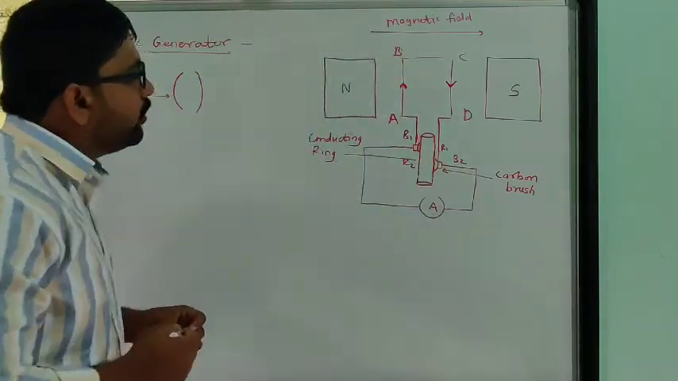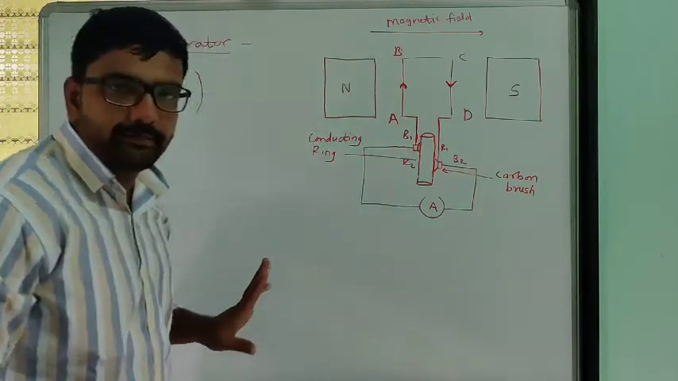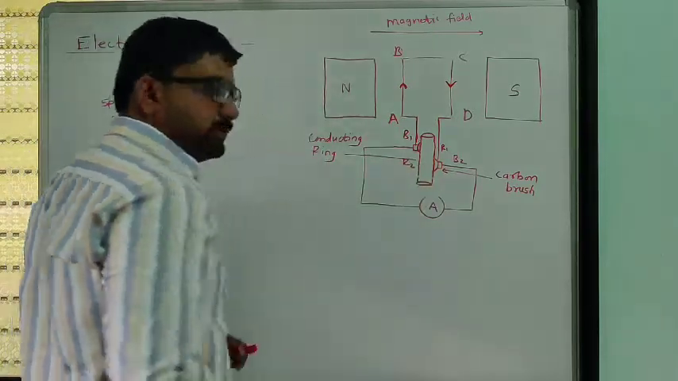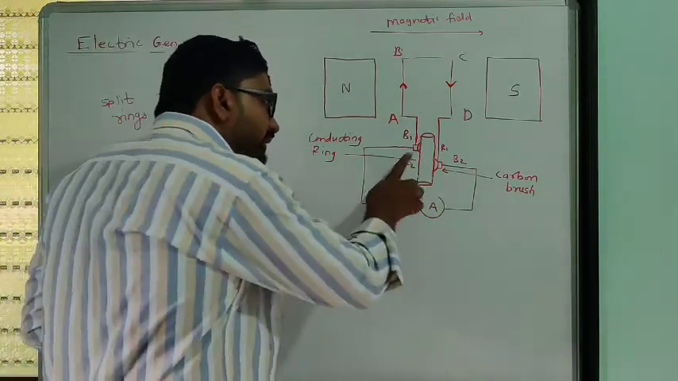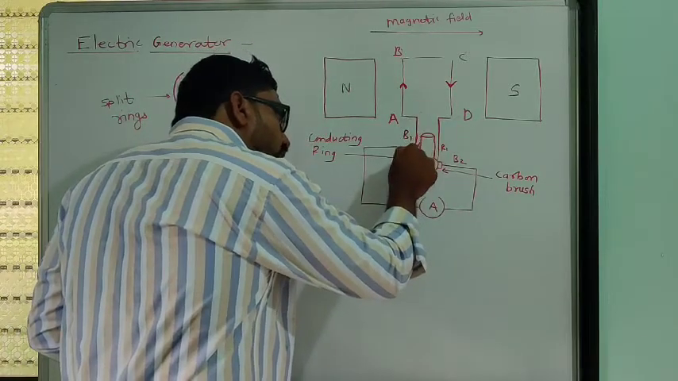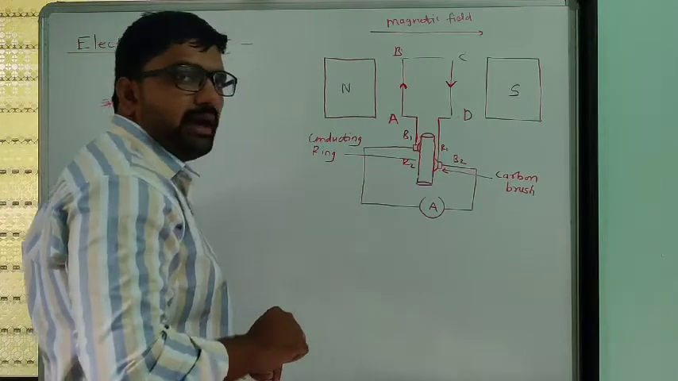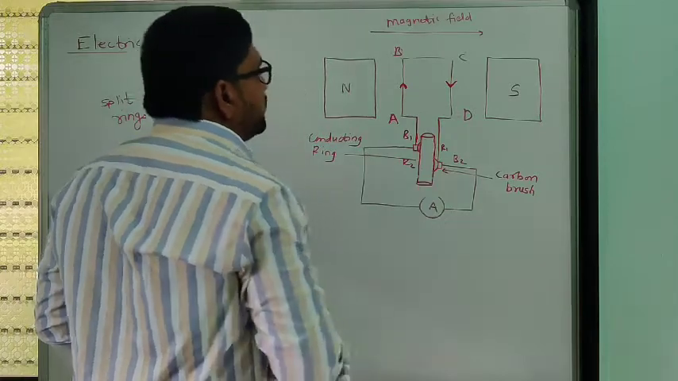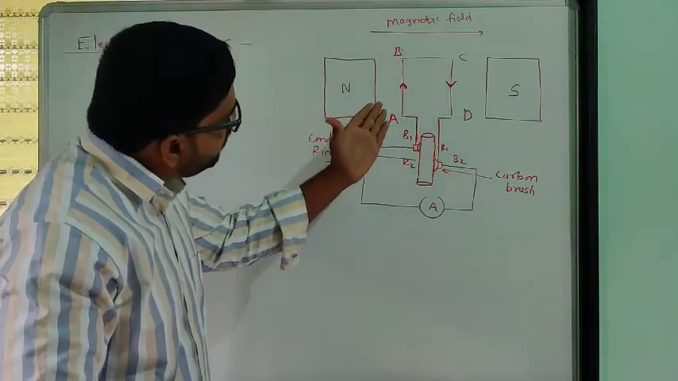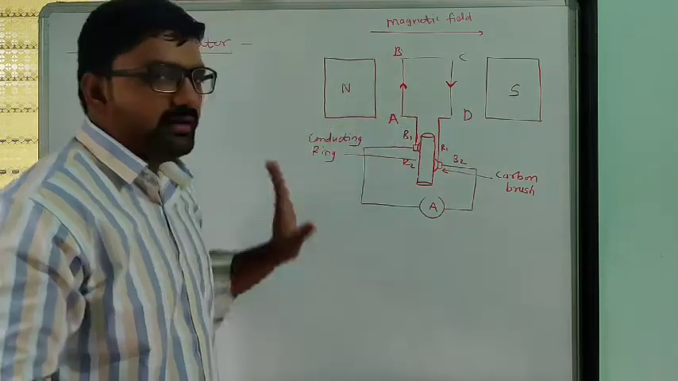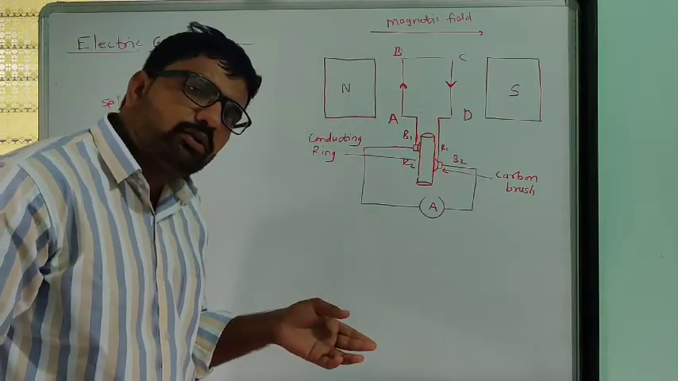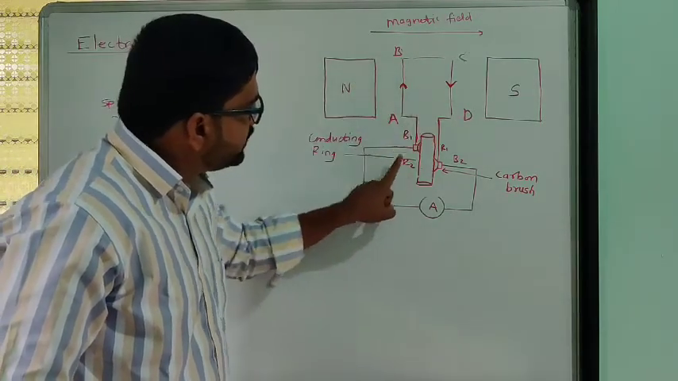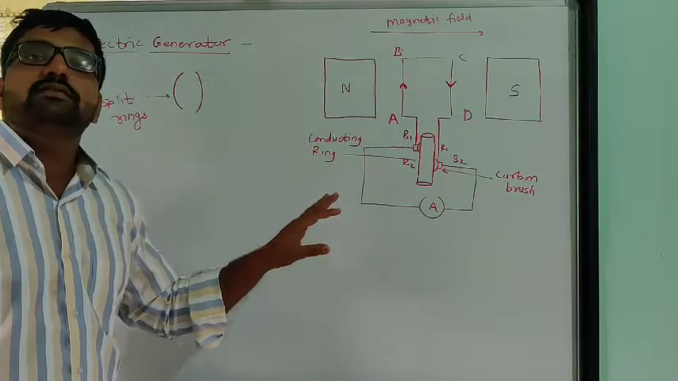Here we use only two split rings. As this axis is moved, again and again this split ring comes in contact with only this side, and this split ring again comes in contact with only this side. As the rotation of the coil takes place, the direction of current does not change, by using this split ring.